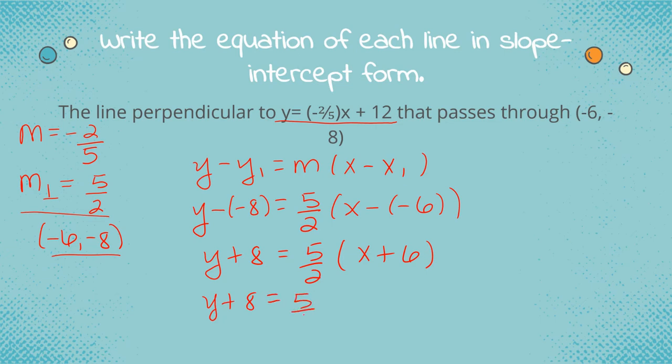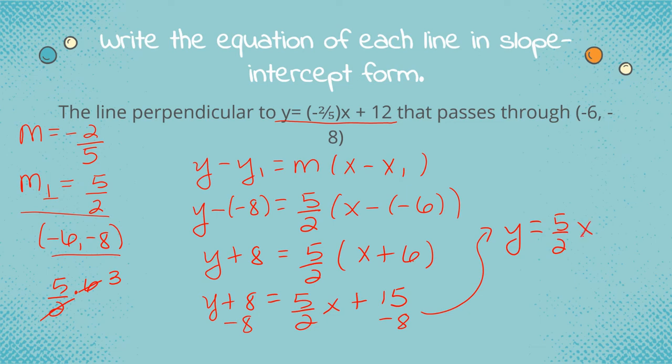So I'm going to get 5/2x. And then 5/2 times 6, I can go ahead and reduce. That's going to equal 15. Keep on going because I need to get it in y slope intercept form. So I need to get my y by itself. So now I'm going to subtract 8 on both sides. And I'm going to get y = 5/2x + 7. And that is my new line that is perpendicular to the line that was given.